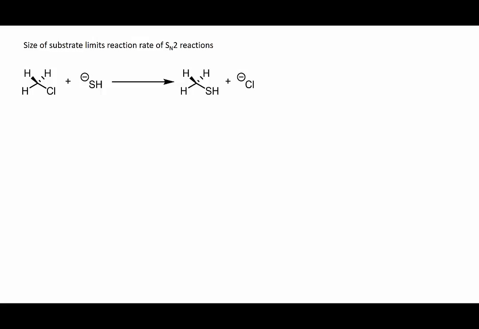Finally, let's talk about the size of the substrate. It can actually limit the rate of SN2 reactions. So let's take this methyl chloride. If we drew a ball and stick model of this molecule, chlorine is in green, it's going to be partially negative, our central carbon is partially positive, and we know that the nucleophile will approach from the backside. Hydrogen isn't very large, so there's lots of room, it's easily accessible to get to the backside. So in this case, this is a very fast reaction.